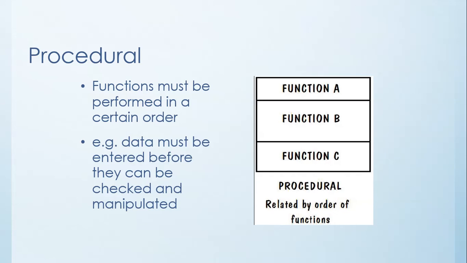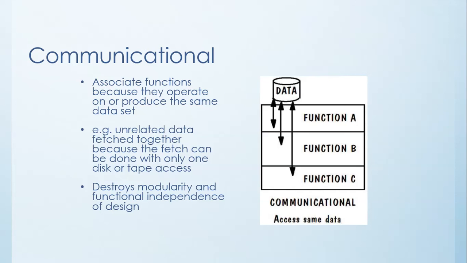The next one sounds a lot like it, but it's procedural cohesion, where it's not just about time, but the functions themselves have to be performed in a certain order, and perhaps the data coming into the function below is needed by the one that's processing it before. Slightly better than temporal cohesion, but still not that desirable.